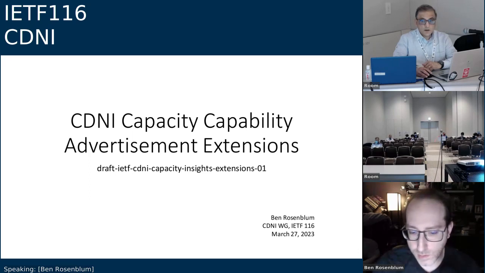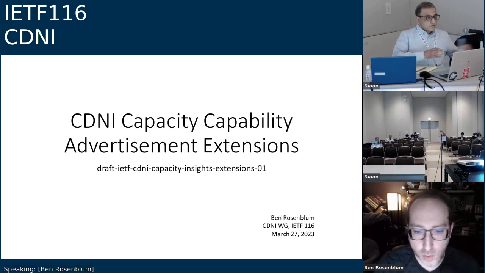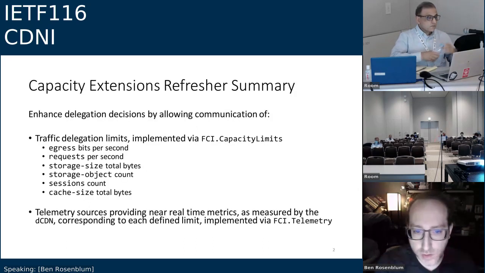Okay. So this should be relatively brief. I'm just going to cover a summary of what this draft is for and what it does very quickly, and then we're going to get into the revisions that were made in the latest version. So capacity extensions: the whole idea is to allow the downstream to communicate to the upstream how much traffic it can accept so that the upstream can make appropriate traffic delegation decisions.